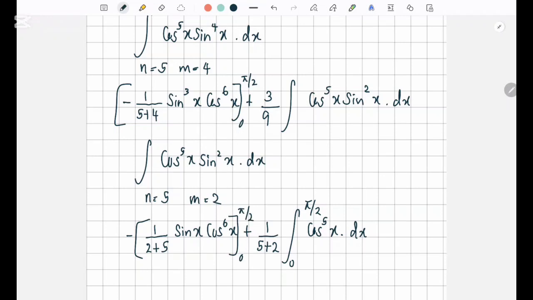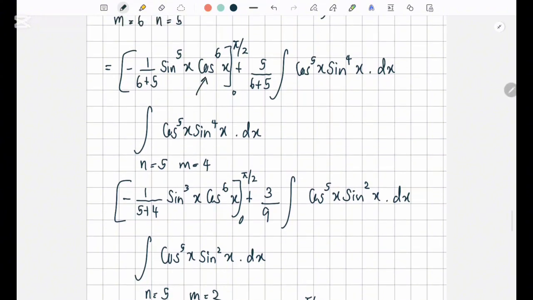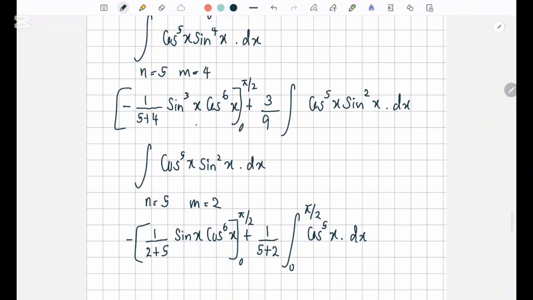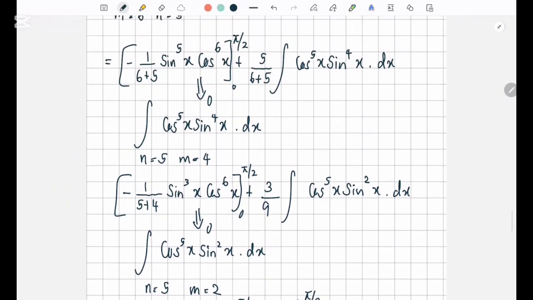You can see you'll get 0 for all of these, because when you substitute pi over 2 into cos, it's 0, and when you substitute 0 into sine, it's 0. So either way you get 0 for all these. This is 0 and this is also 0. All you have to worry about is this integral over there, but we'll have to multiply it with these numbers we have in front, because we had now the integration of, let's say, this cos x to the power 5 into sine x to the power 4.